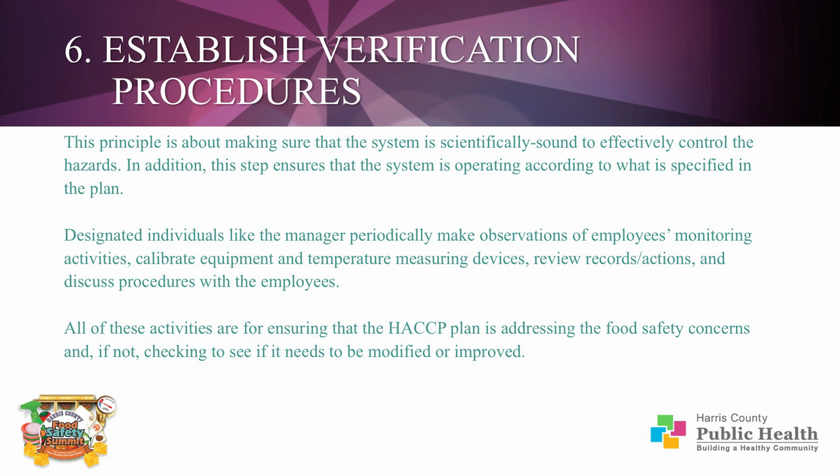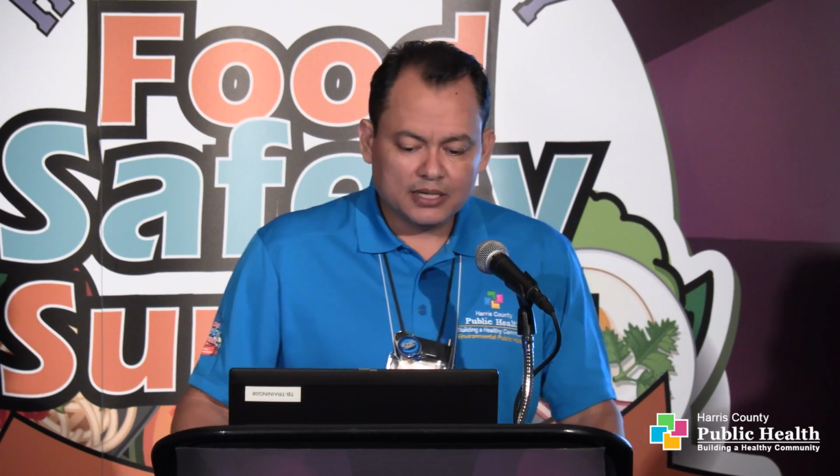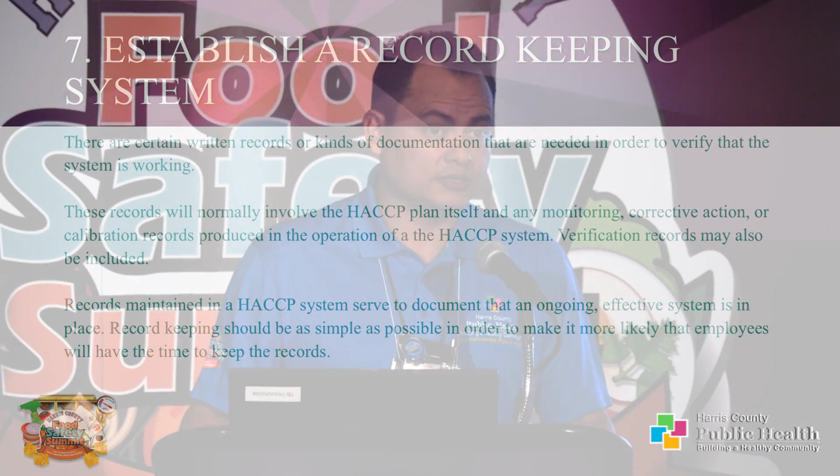The verification procedure also allows you to see whether you need to modify or improve your HACCP plan because something may not be working or the records you're keeping may not be as accurate. So HACCP principle number 7 is establish a record-keeping system. Now you do have to keep a copy of your approved HACCP plan on site at every location for which it is intended to be used.